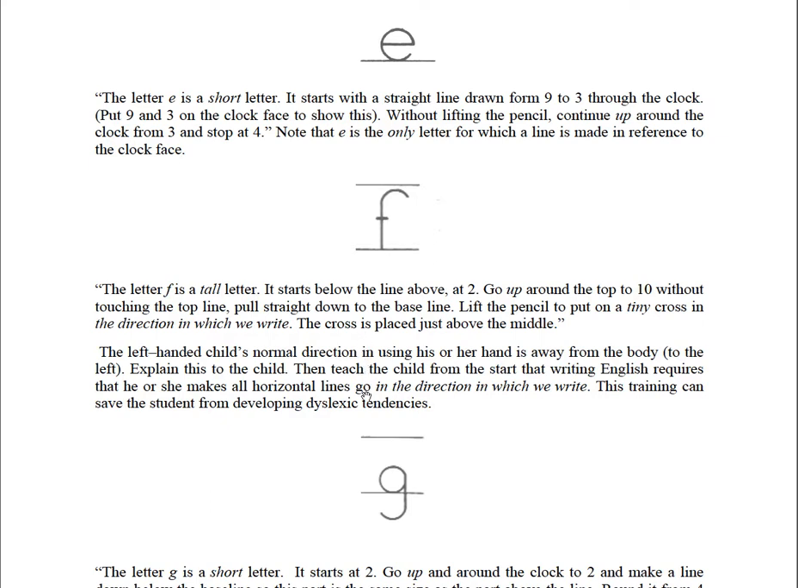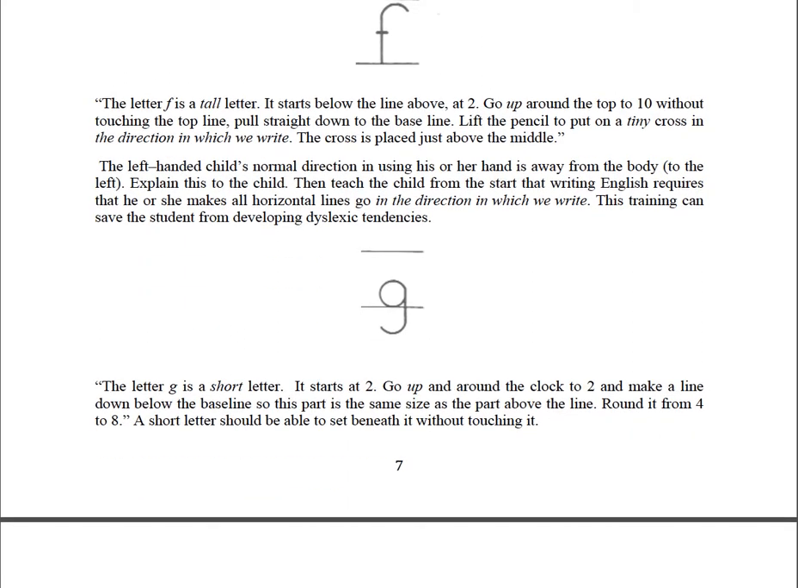And this is very important because the left-handed child's normal direction for using his or her hand is away from the body, to the left. Explain this to the child. Then teach the child from the start that writing English requires that he or she make all the horizontal lines go in the direction in which we write. This training can save students from developing dyslexic tendencies. That comes from Romalda Spalding, and I believe that she's actually quite correct in that.